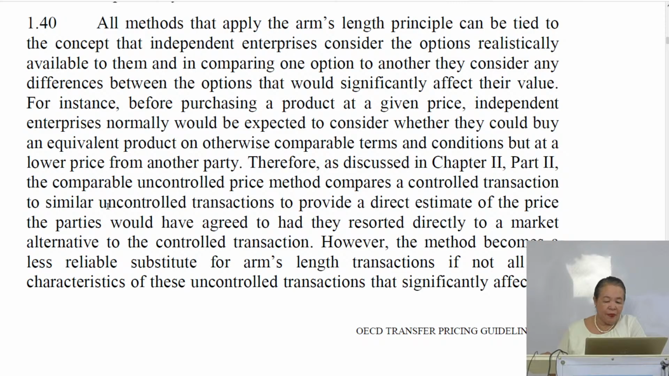So therefore, the comparable uncontrolled price method compares a controlled transaction to similar uncontrolled transactions to provide a direct estimate of the price the parties would have agreed to had they resorted directly to a market alternative to the controlled transaction, no? The method becomes a less reliable substitute for an arm's length transaction if not all characteristics of these uncontrolled transactions that significantly affect the price charged between independent enterprises are comparable, no?